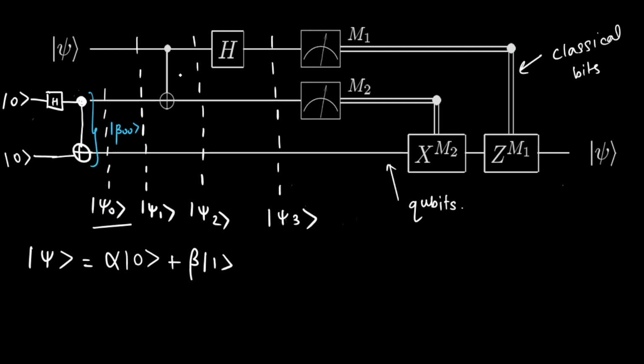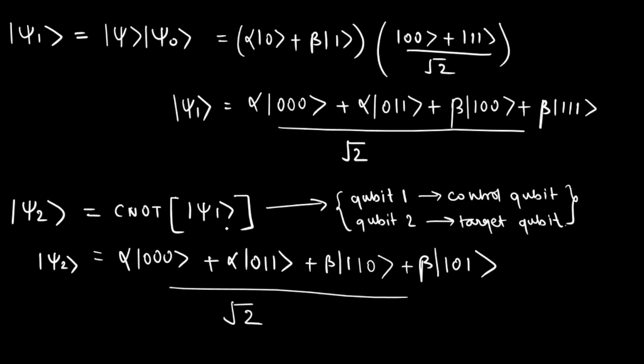After getting the state psi 1, now the first two qubits of the state psi 1 will be operated by the CNOT gate. This operation of the CNOT gate on psi 1 will give us psi 2, where the qubit 1 of psi 1 will be acting as the control qubit and the qubit 2 of psi 1 will act as the target qubit. So by operating CNOT on psi 1, we get when the control qubit was 0, the target qubit was left alone.